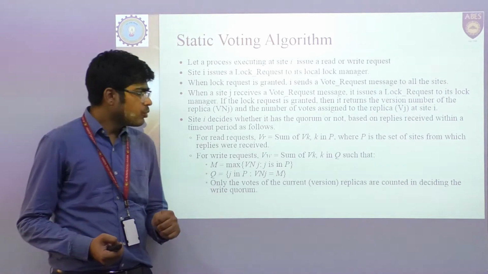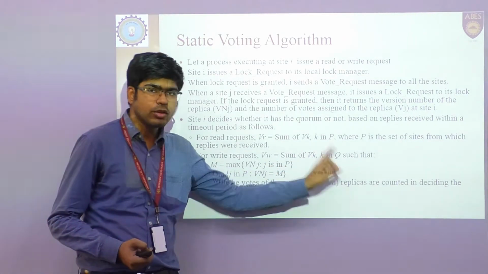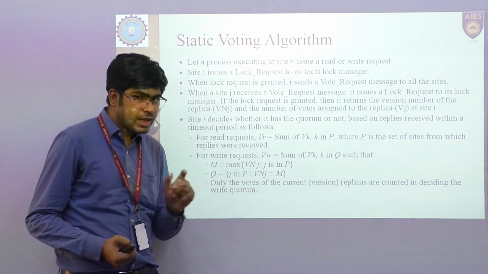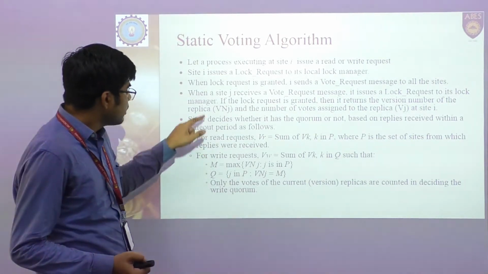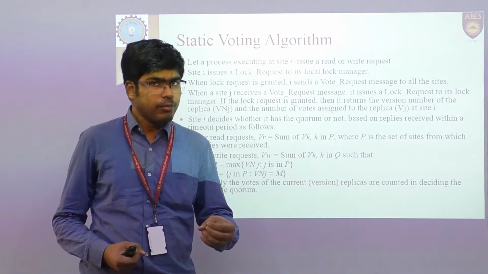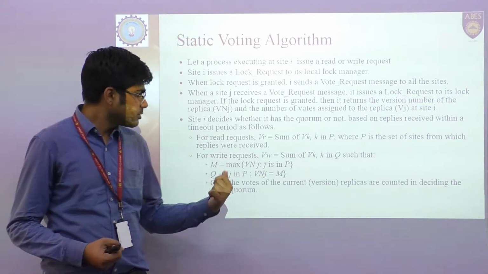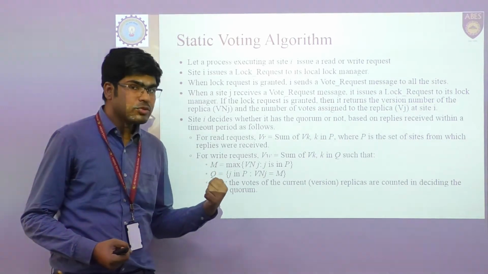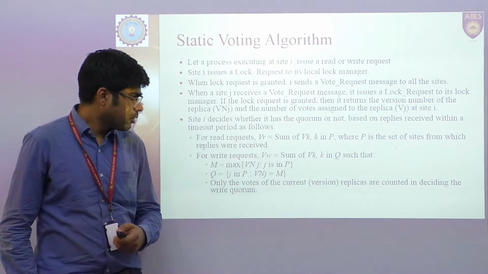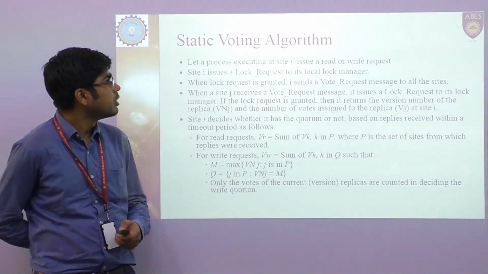Similarly, in the case of a write request, we again sum up all the votes, but over the set Q. And we take the maximum of the VNs. Now, what is VN? VN is the version number. So here we identify which votings have the highest values. That will be calculated by M, and based upon M, only the votes of the current version replicas are counted to decide the write vote.